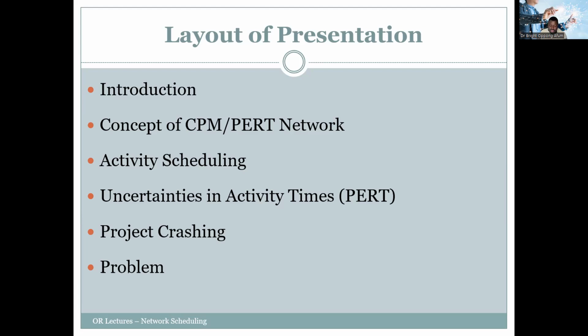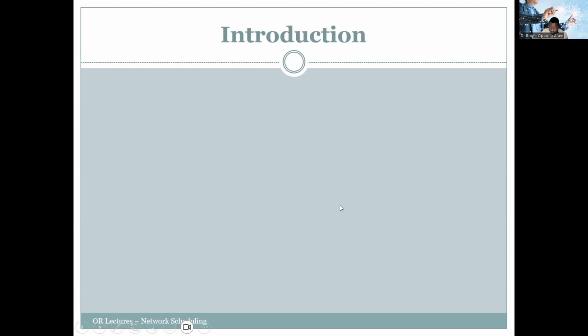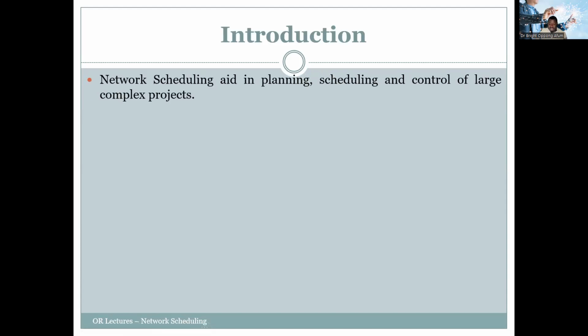Then we'll look at how to schedule an activity and uncertainties in activity times, that is the PERT. And we'll look at how to crash a particular project so we can complete it in the shortest possible time. Then we'll also solve some problems. So let's see what we mean by network scheduling.